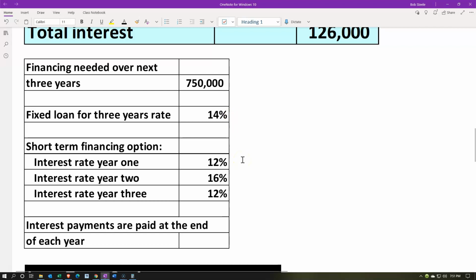And then the short-term financing options, we're going to assume after year 1, 12%, year 2, 16%, year 3, 12%. Again, it's possible that you get a loan that basically breaks it out into this format, predicting what the rates will be in the future, or it's possible that we're going to say, hey, I'm going to take it out for the $750,000 for 1 year, take the 12% rate, which maybe is the lower rate, and then deal with the variable rate that could happen if I need to roll it over to the following year, and deal with the risk that it might go up to 16 or down.